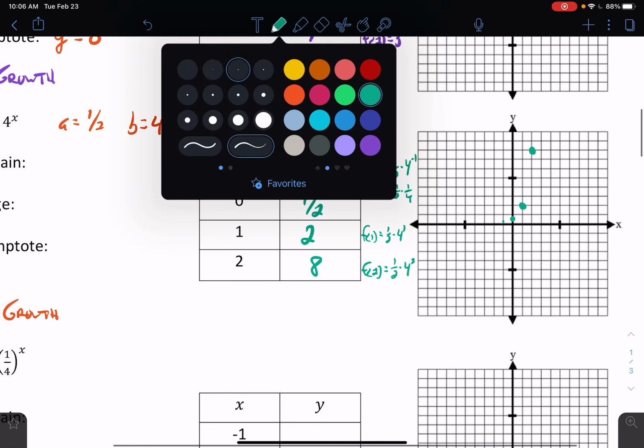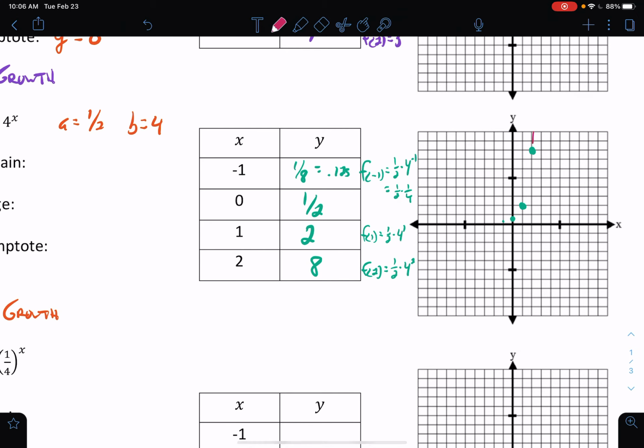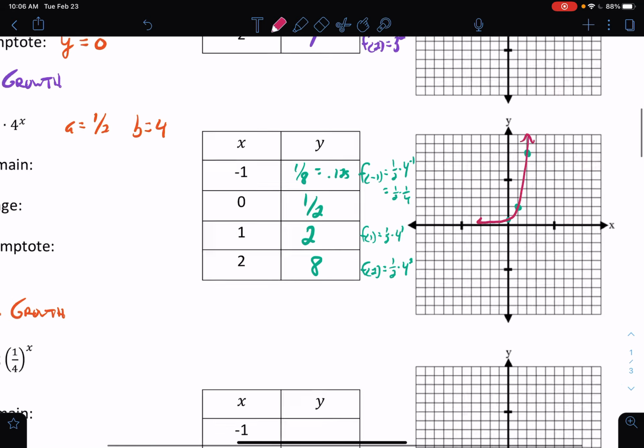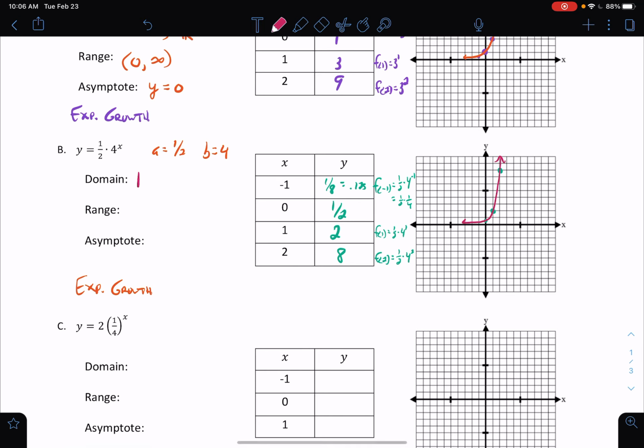Now if I were to connect them, we see that exponential growth. It starts really small and shoots off. Domain is all reals, or negative infinity to infinity. Range is 0 to infinity. The asymptote is y equals 0.